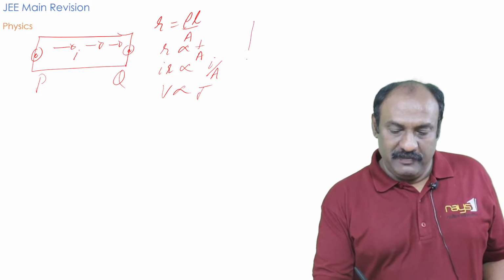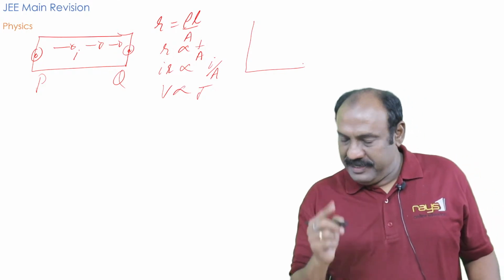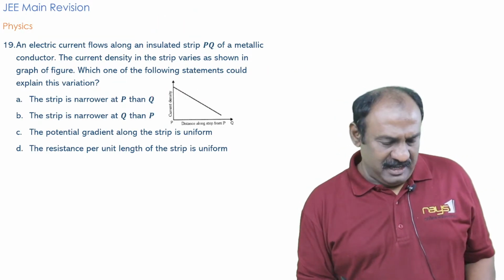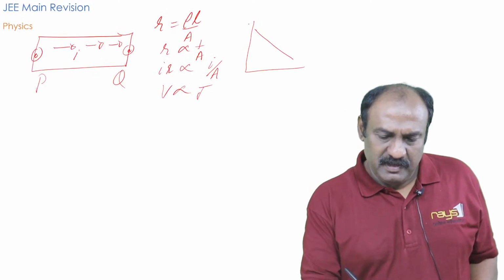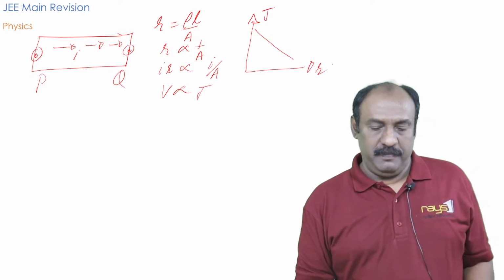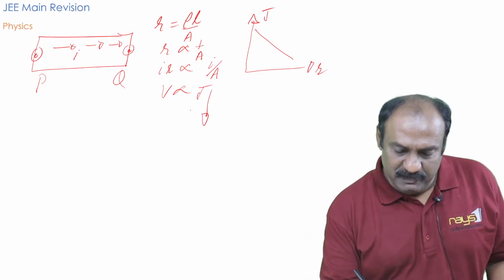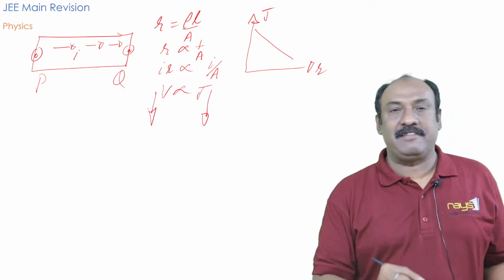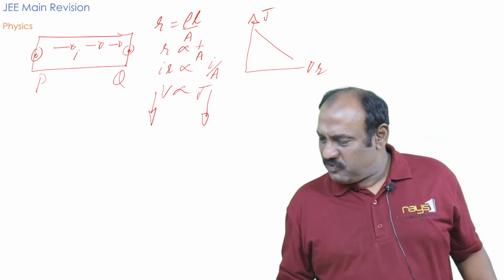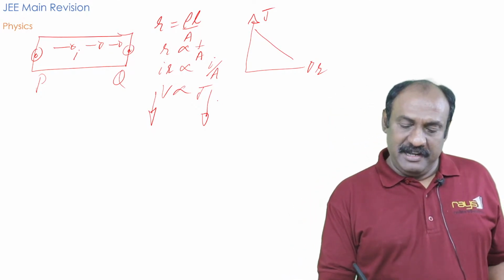So, according to the given data, current density decreases along with the distance R. Current density decreases means potential difference also decreases. When potential difference decreases, due to that current density also decreases.